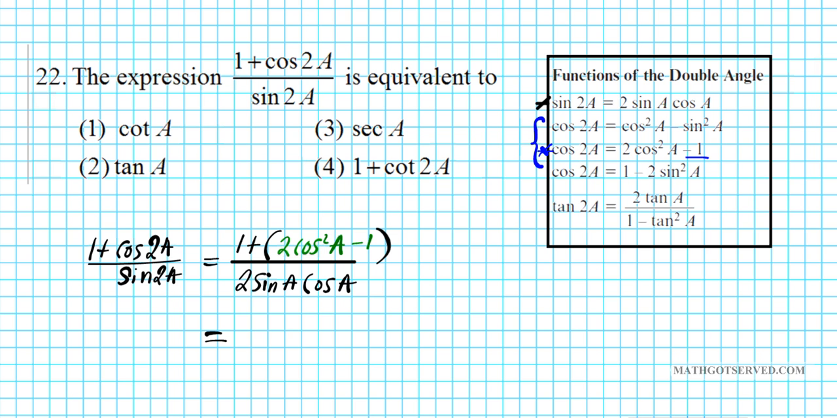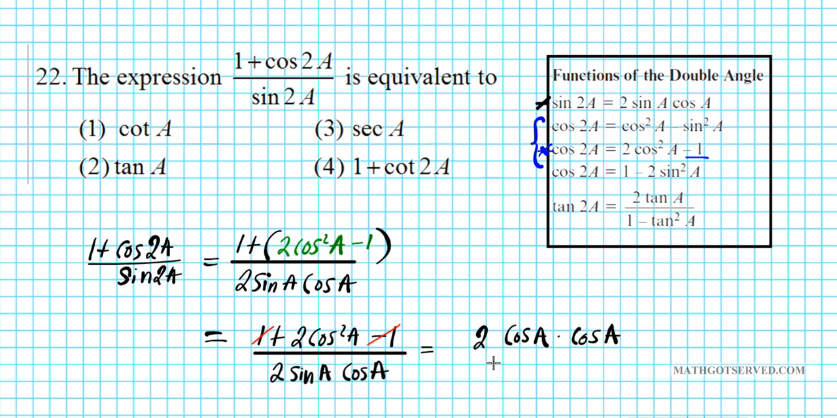All right, so let's go ahead and simplify that. We're going to have 1 plus 2 cosine square a minus 1 divided by 2 sine a cosine a, okay? Now, what you notice happening is 1 and negative 1 are opposites. They add up to 0. And I can express the top as a product of two trig functions, cosine a times cosine a. That is what cosine square a is, divided by 2 sine a cosine a, okay?